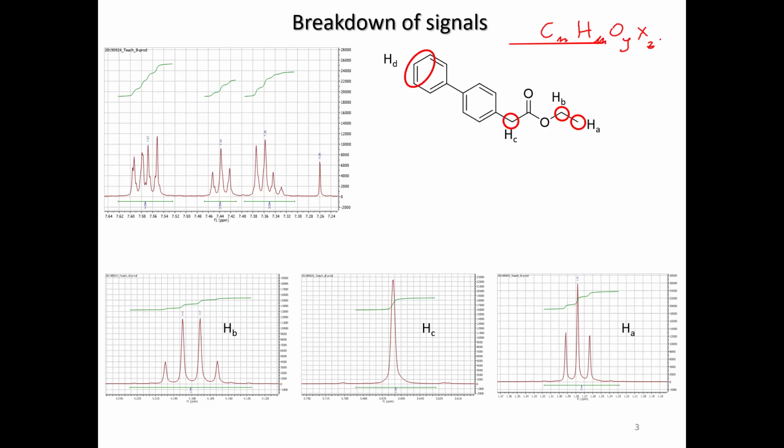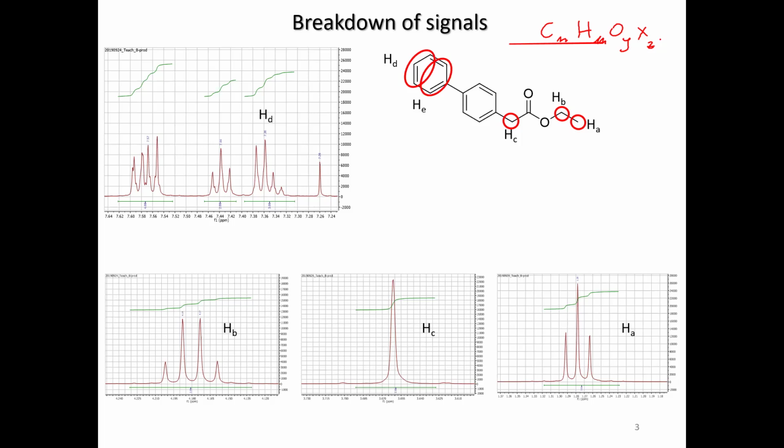HD should integrate 3. So you can guess from the integration as well. Have a look at the size, even roughly, at the size of the integration. This one is smaller than this one, but definitely larger than this one. Why is it so deshielded? Because of all the aromatic protons, it is the one that suffers the least from the electronegativity of the neighboring carbons.